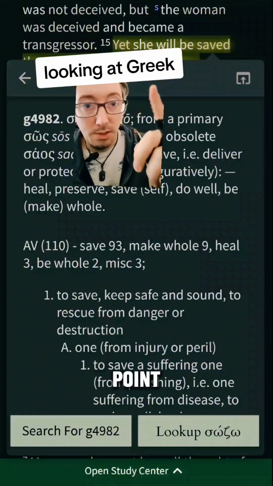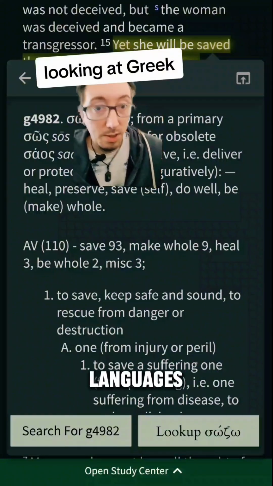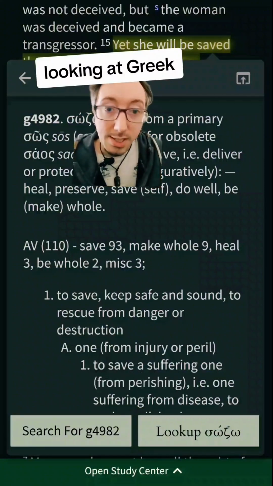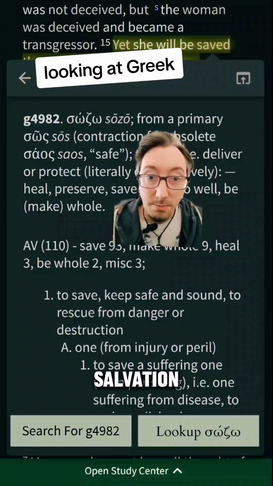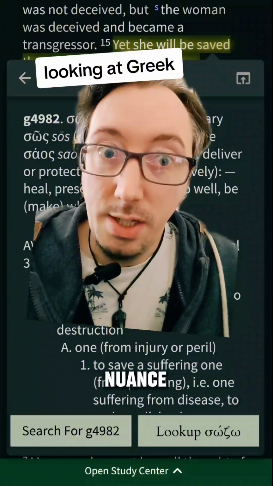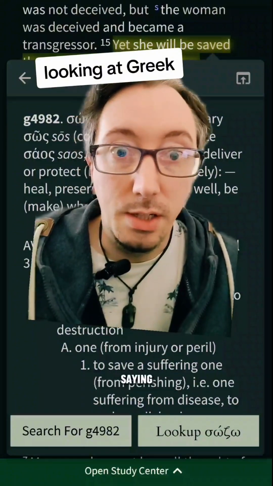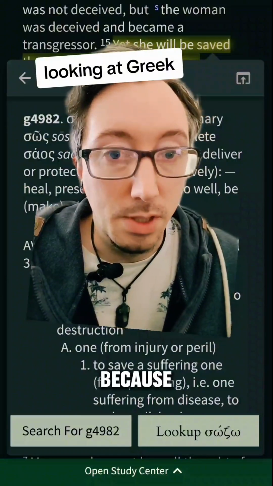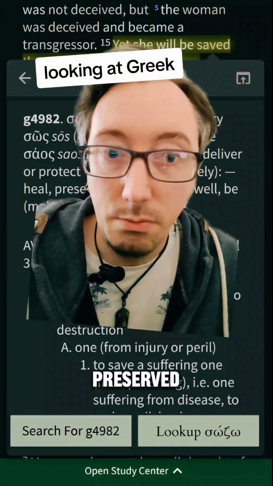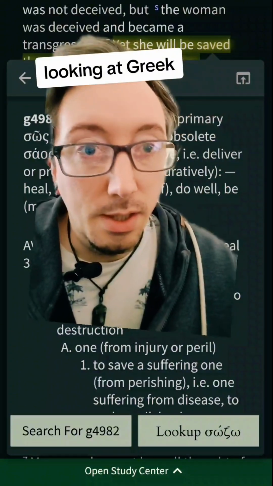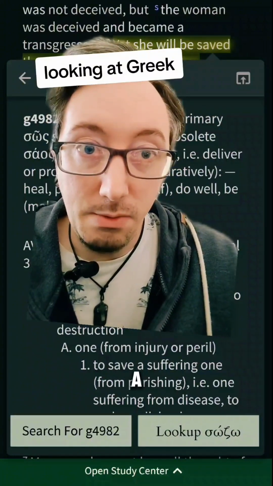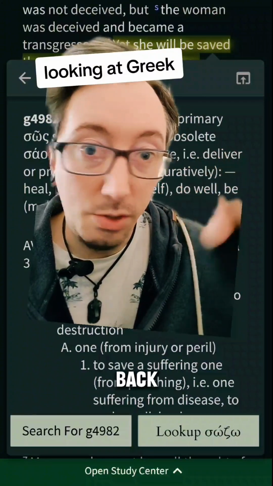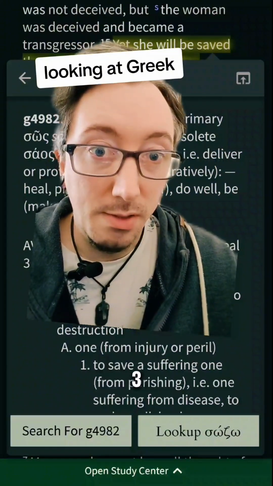I'm just making the point that if we're going to say, look at the original languages, the original language is the same word used for saved in the sense of salvation. So there is more nuance here than just saying, oh, well, it doesn't mean that because other English Bibles say preserved or whatever. And I will agree that I think this is a point back to Genesis 3.